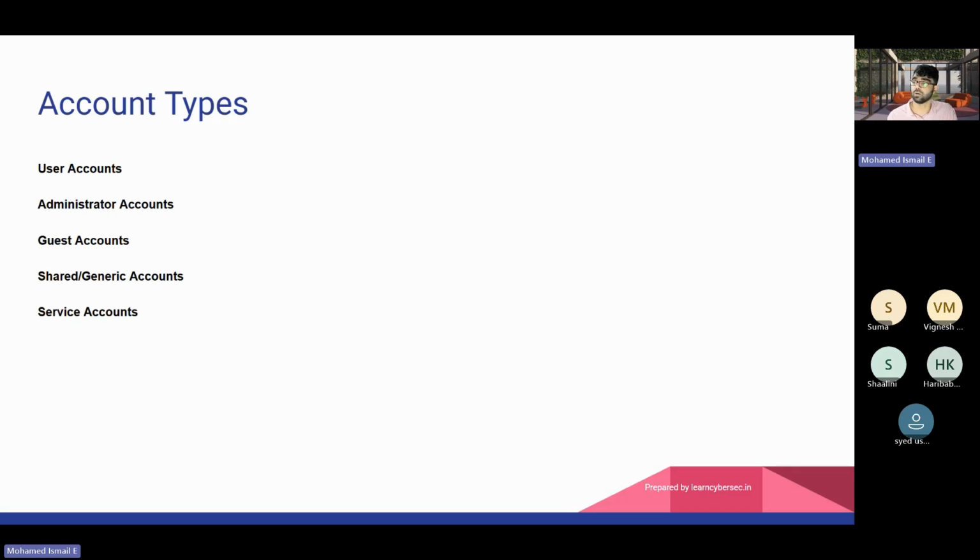So next, account types. User account, administrator account, guest account, shared account, service accounts. User accounts are normal. If you have 1,000 employees in your company, all must have user accounts. Administrator accounts, to manage 1,000 users, only 2 administrators is more than enough. So 2 administrator accounts, and maybe one emergency account that they keep in a vault. So only 3 administrator accounts they may create.